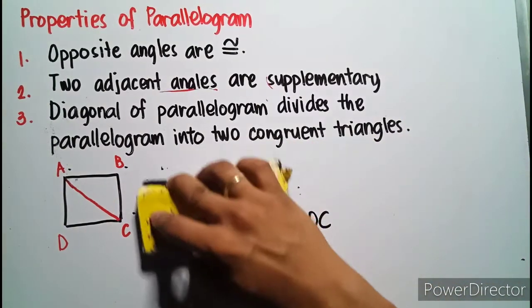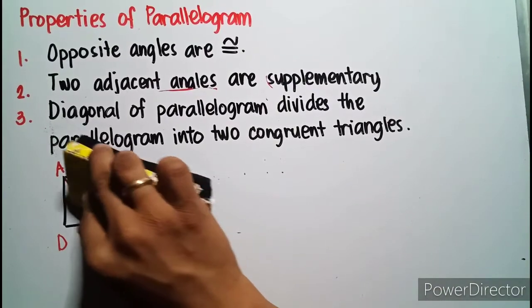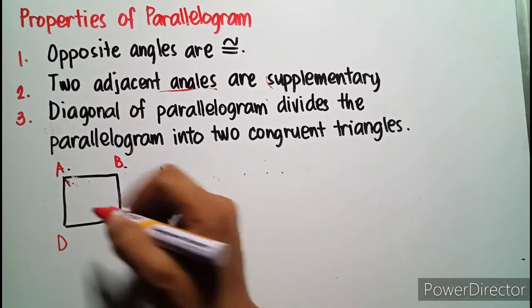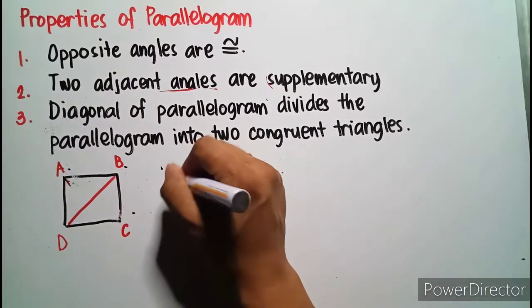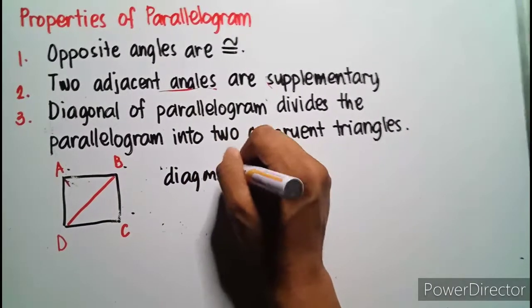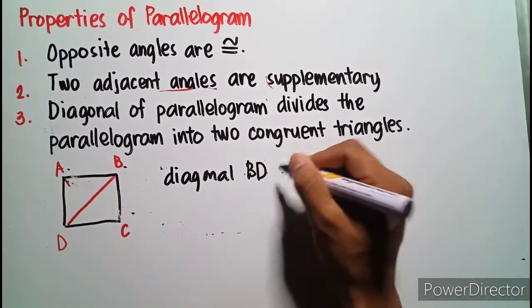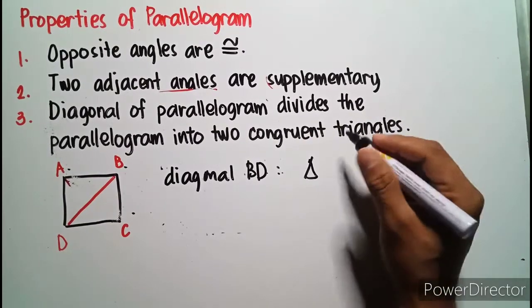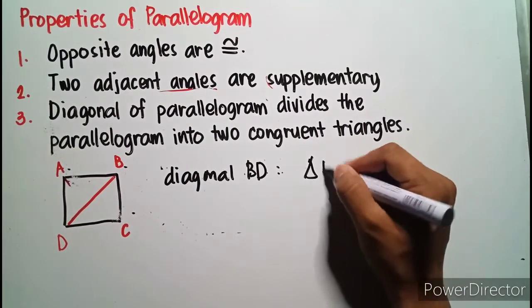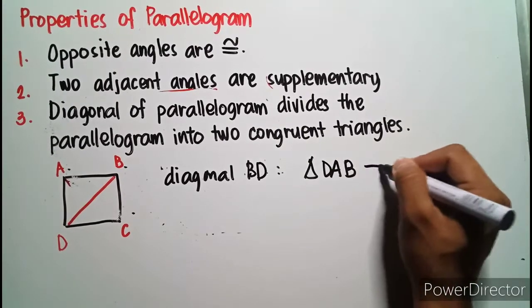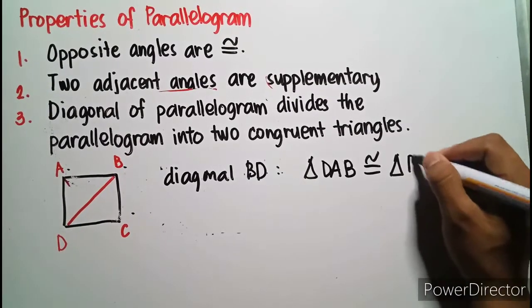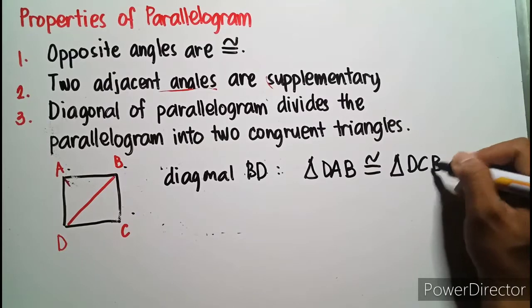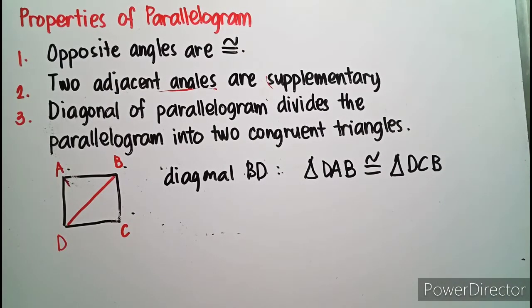Okay. If we have the next diagonal, if our diagonal is BD, so we have diagonal BD, it produces triangle DAB is congruent to triangle DCB. Kapag sinabi nating congruent, yung sides, yung angles ay magkapareho dun sa dalawang triangle.